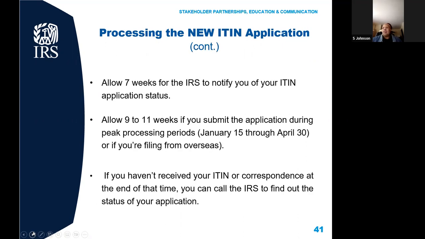So as we continue on, we talk about the processing time. Okay, normally it's 7 weeks. Now it's 9 to 11 because you're doing it in the filing season. Okay. It says if you haven't received the ITIN, that's the letter, or correspondence at the end of the time, you can call IRS to find out the status of the application.